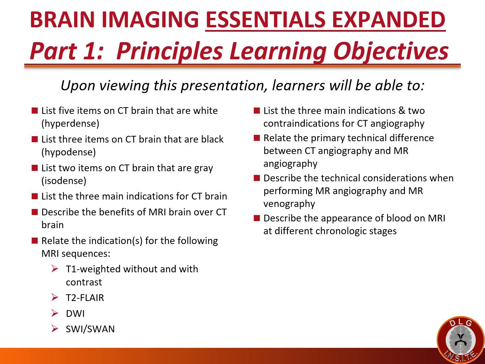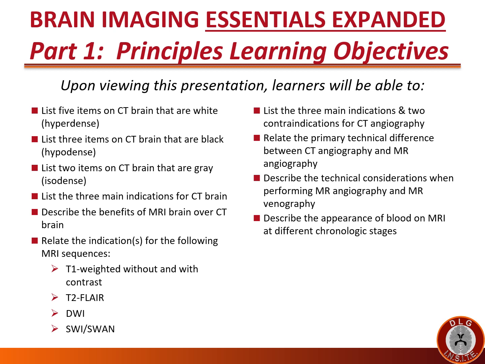The learning objectives for this presentation are that the learners will be able to list 5 items on CT brain that are white or hyperdense, list 3 items on CT brain that are black or hypodense, list 2 items on CT brain that are gray or isodense, list the 3 main indications for CT brain, describe the benefits of MRI brain over CT brain, relate the indications for the following MRI sequences: T1 weighted without and with contrast, T2 FLAIR, DWI, and SWI or SWAN.